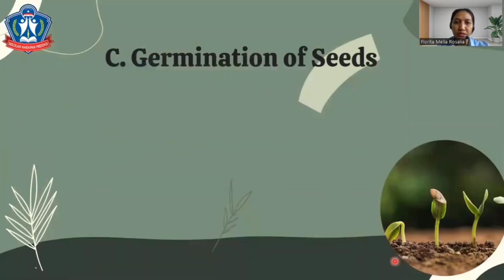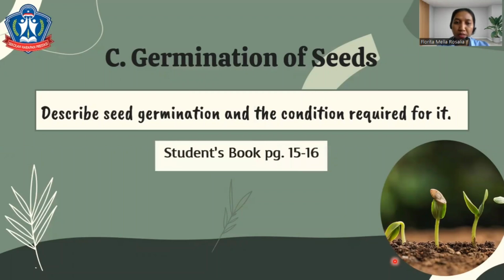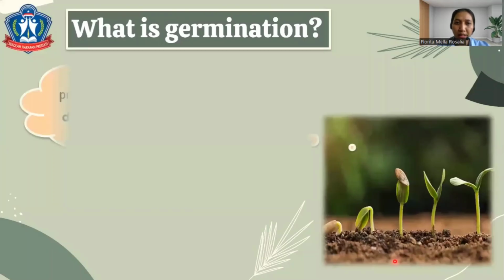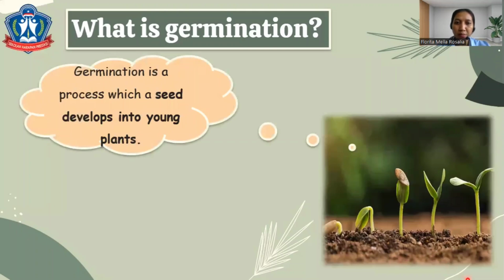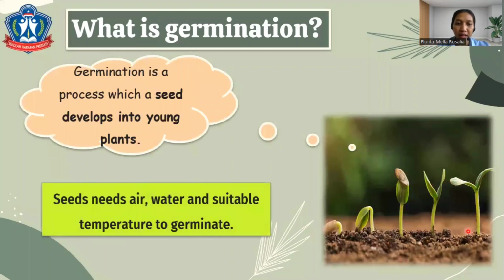Let's continue with the third lesson, germination of seeds. So you are going to describe seed germination and the conditions required for it. You can open the student's book page 15 until 16. What is germination? Germination here is a process in which a seed develops into a young plant. Seeds need air, water, and suitable temperature to germinate.